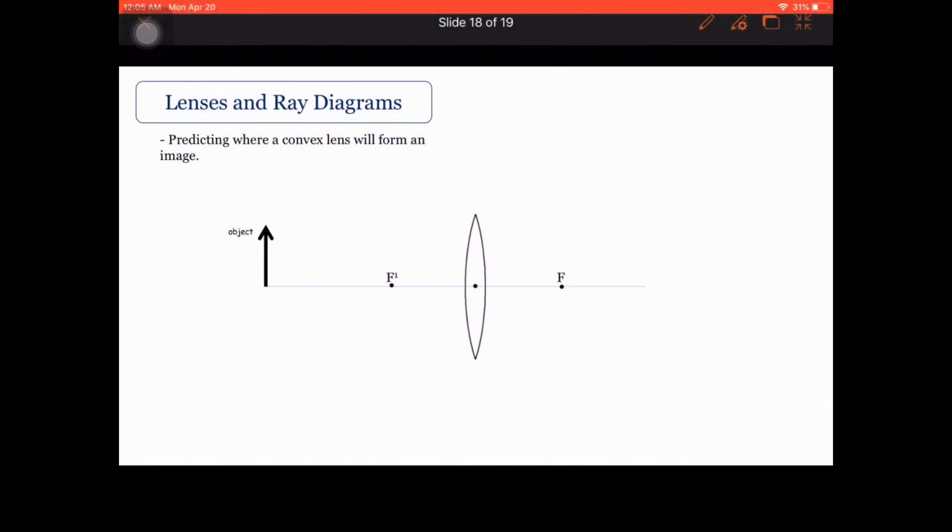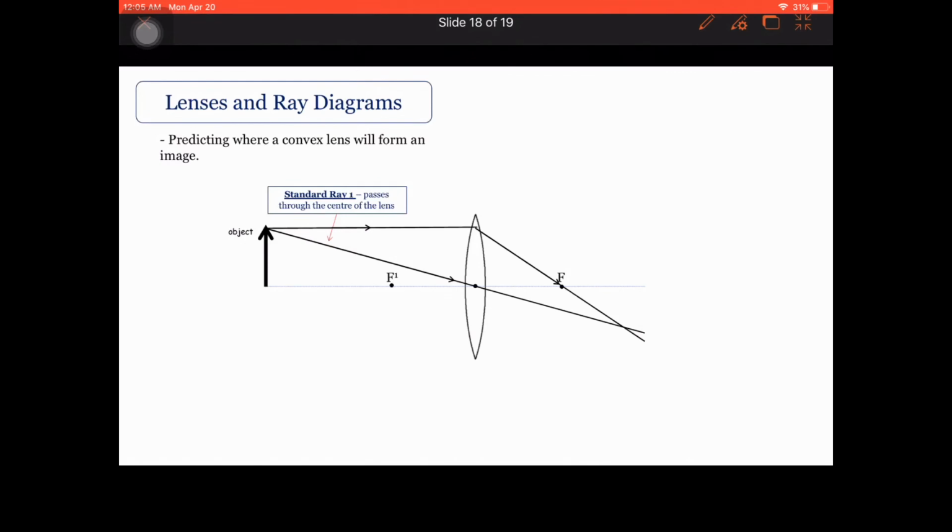How are we going to use the 3 standard rays in forming images using a lens? In here we have an object, as you can see on the left side. First, we are going to use the standard ray number 1. The standard ray number 1 passes through the center of the lens undeviated like this, and then we're going to use the standard ray number 2. It will be parallel to the principal axis, and after hitting the imaginary line of our lens, it will go through the principal focus.